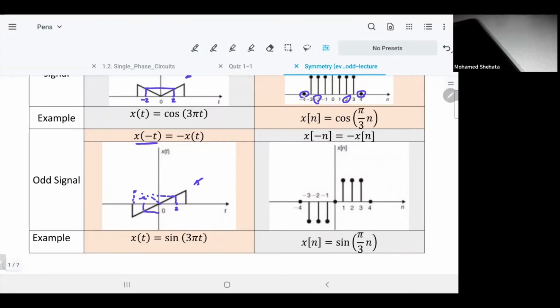The same thing is implemented for the discrete time signal. For example, let's look at n equal to 2. Let's say that the value is equal to 1. So when you go to n equal to -2, the value will be equal to -1. It's the same magnitude, but you flip the sign. Again, don't look at the one at the origin. We don't look at it. So that will be an odd function.